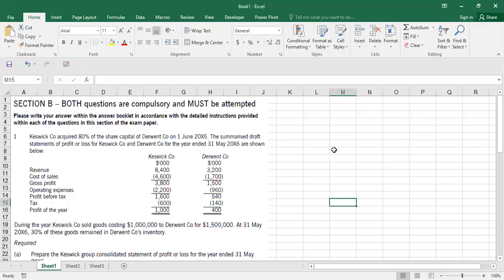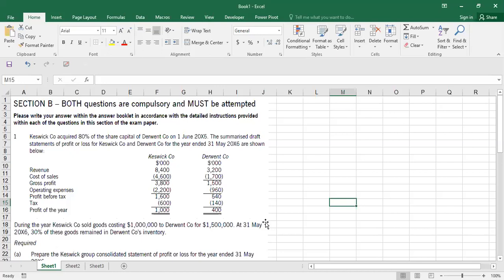Now that's a long question from consolidation. Section B, both questions are compulsory and must be attempted. So there are two 15 marks questions. We have just picked up one. Please write your answer within the answer booklet in accordance with the detailed instruction provided within each of the questions in this section of the exam paper.